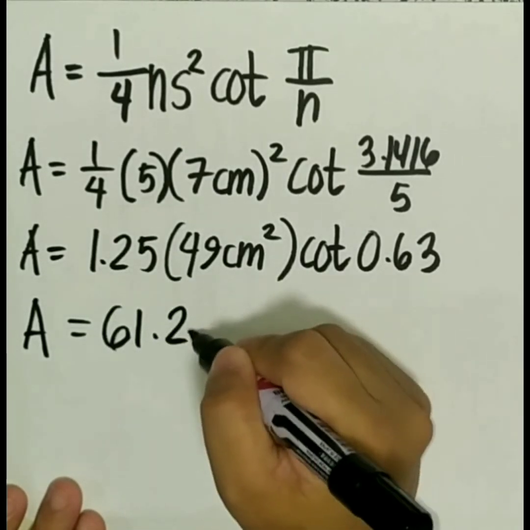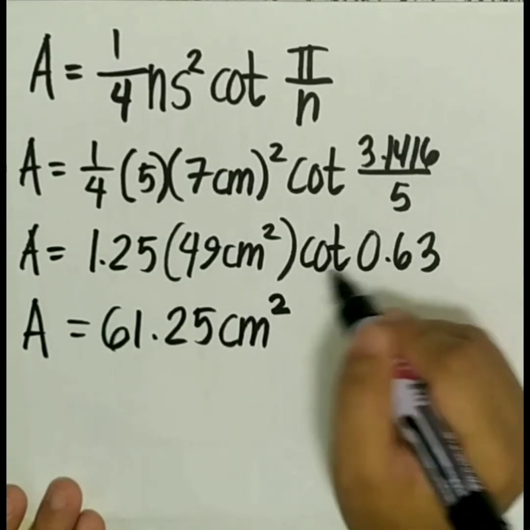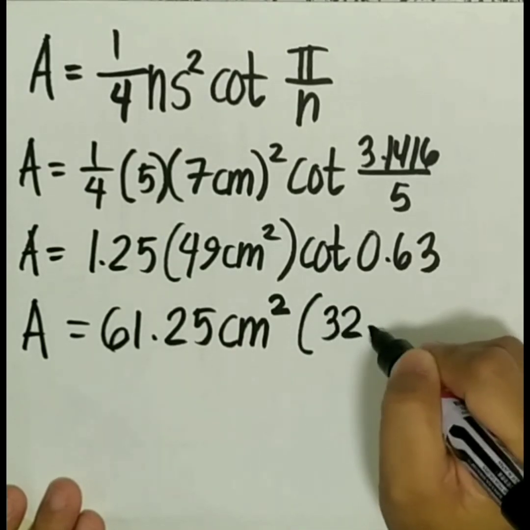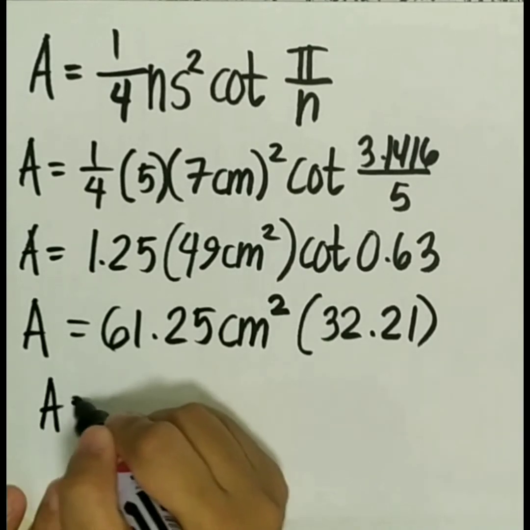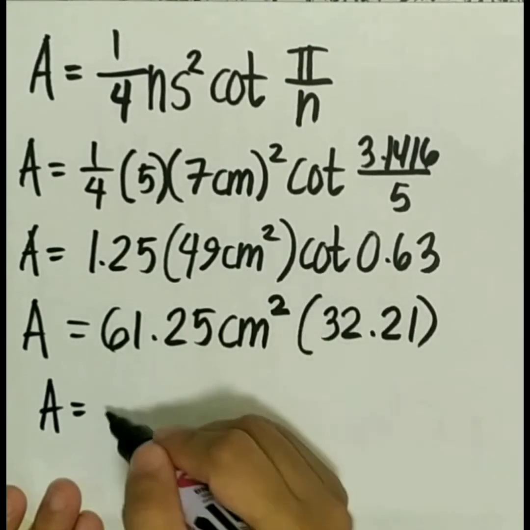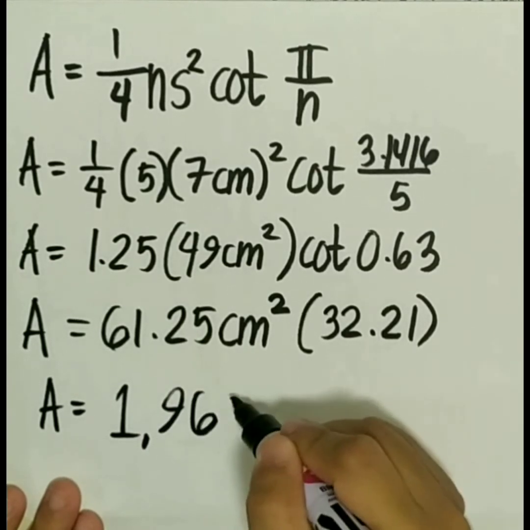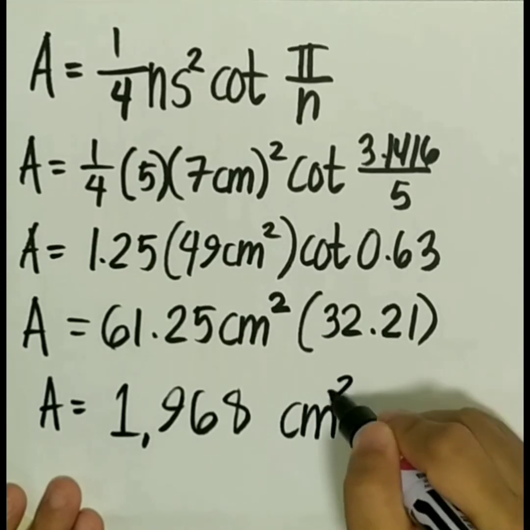Area is equal to, let us multiply these two, so we have 61.25 centimeters squared. Let us compute the cotangent of 0.63, and that is 1.32. And let us multiply these two numbers. We will get the area of 81.68 centimeters squared.